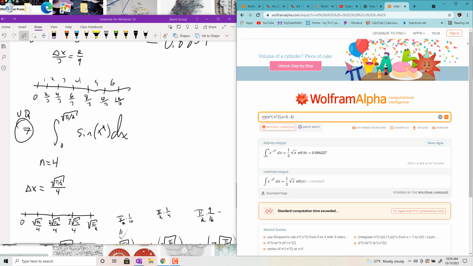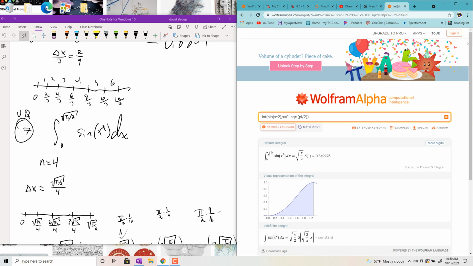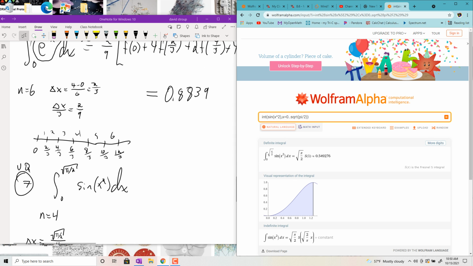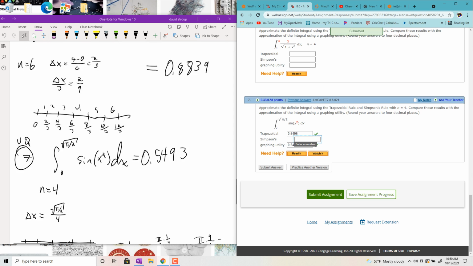So going from 0 to square root of pi over 2, the function is sine of x squared. So the actual answer is 0.5493, which is pretty close. And then let's go for Simpson's.